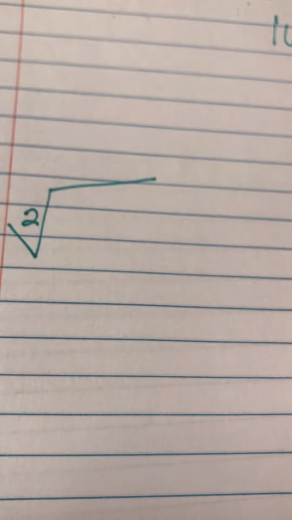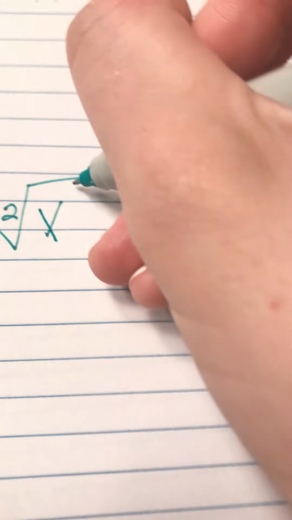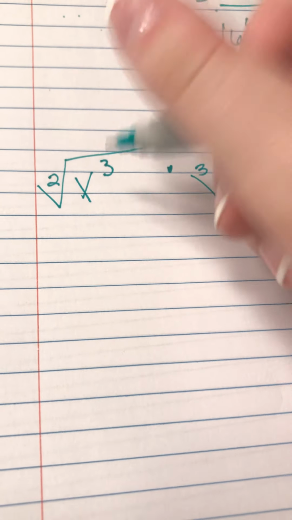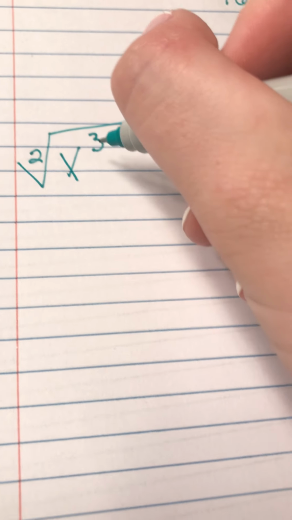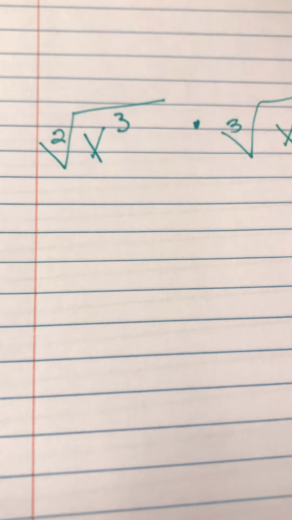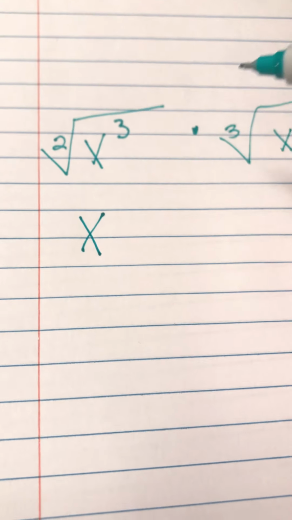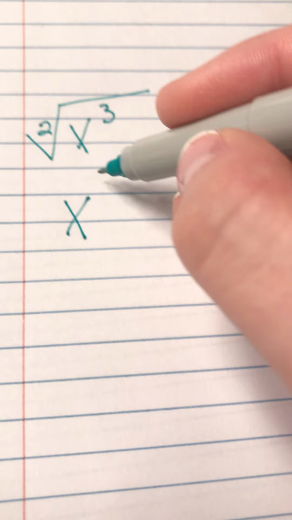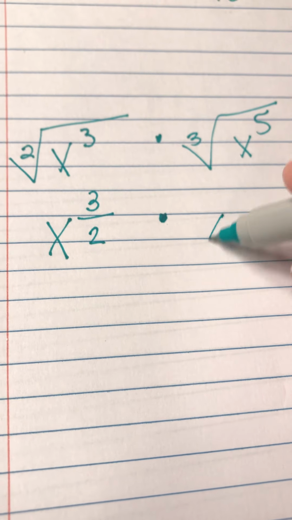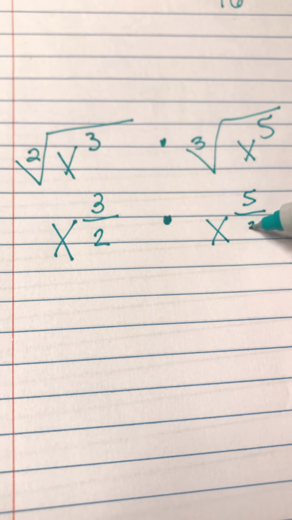Another thing I do want to mention, so if you have one where, well, there's an understood 2, but I'm going to write the 2. So let's say you have x to the third times cube root of x to the 5th. So now we kind of know how to work with these. So we know that this number is going to be our numerator, and this number is going to be our denominator. So we can rewrite it as x to the numerator 3 over 2 denominator times, same thing, numerator over denominator.